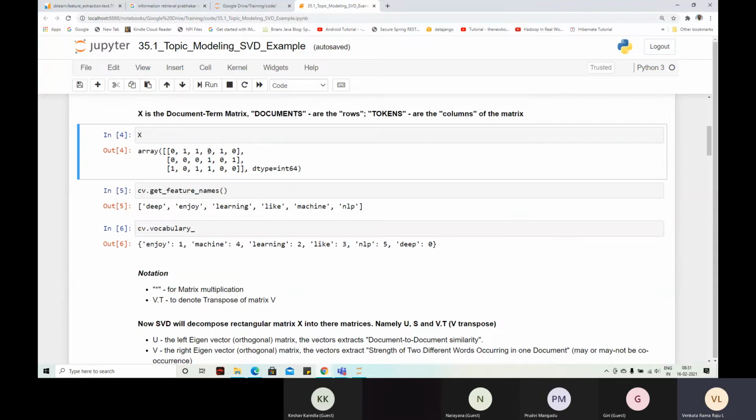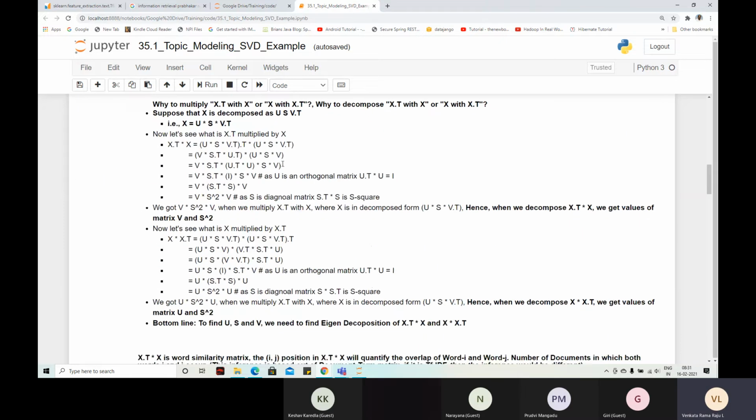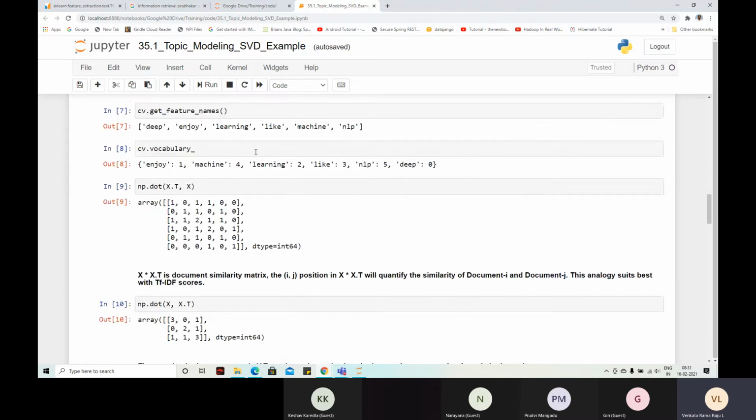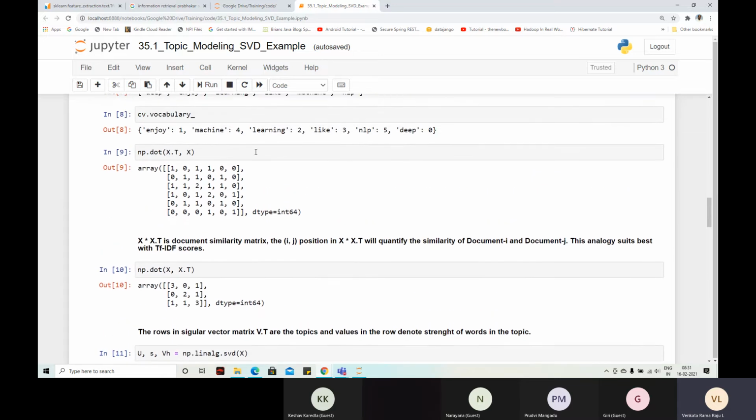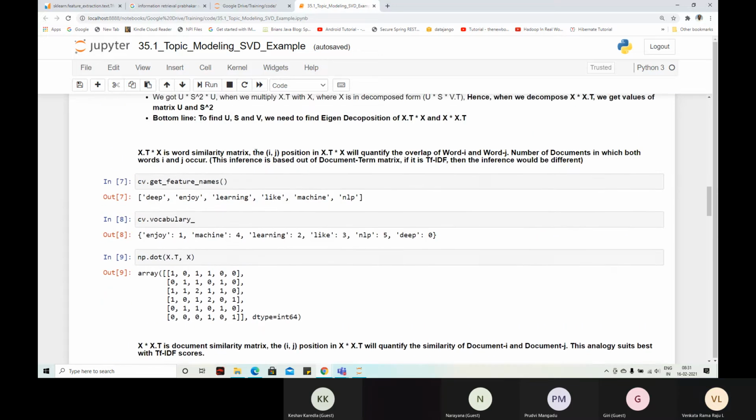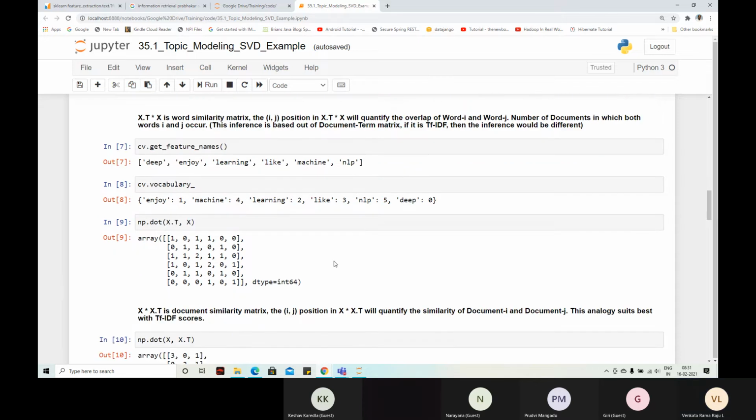Now, if you remember principal component analysis, what did we do before we applied the SVD, the eigen decomposition? Before we did the eigen decomposition, what did we do with the data? Do you remember?